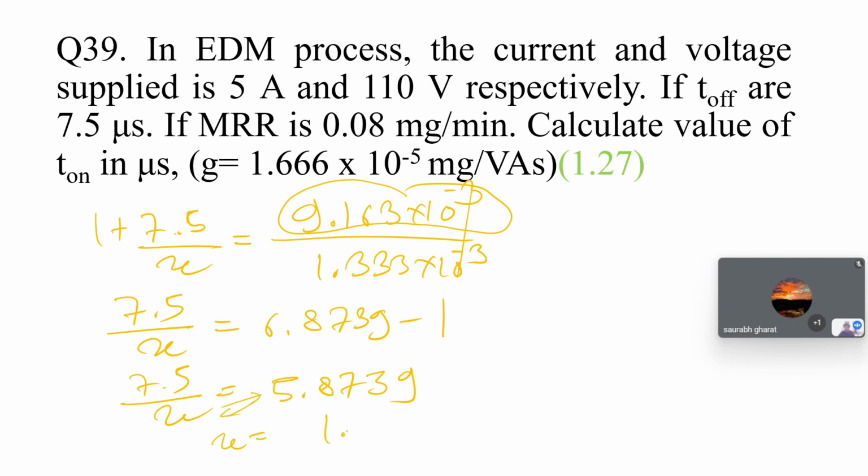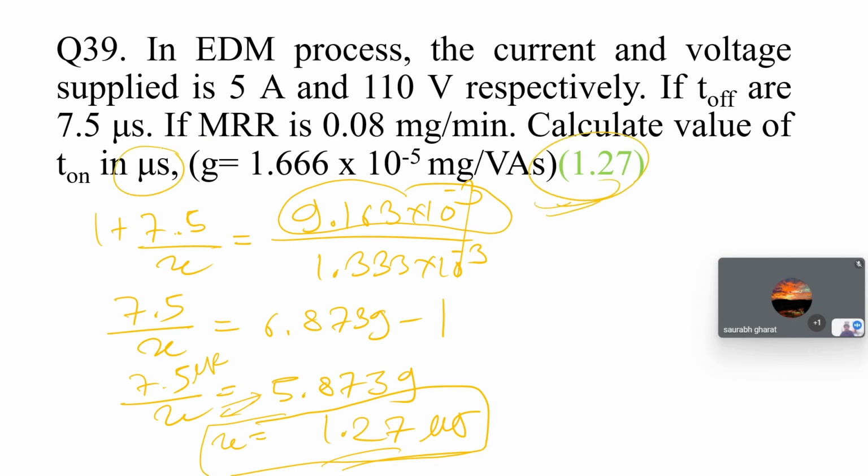It will be 1.27 microseconds, because this is in microseconds. This part is in microseconds, so this is again coming in microseconds. So 1.27 will be your answer in this case. So this is how we can calculate your T1, and this is your answer. It is mentioned here because we wanted microseconds, so it is in microseconds.